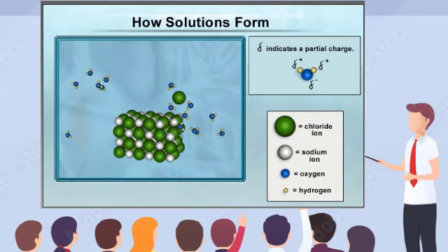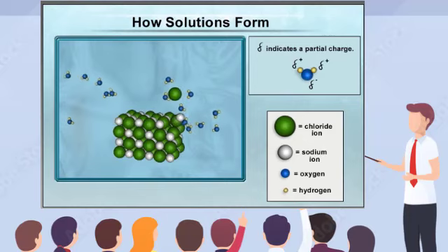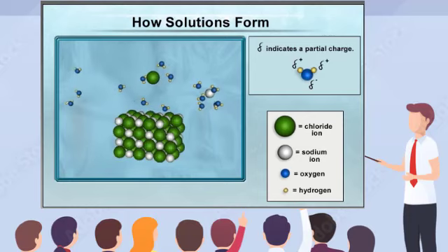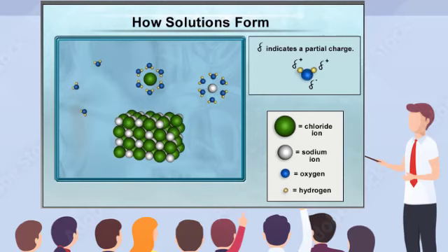Since water is a polar molecule, its oppositely charged ends can overcome attractions keeping the ions within the salt crystal together. The partial positive charge on the hydrogen end of several water molecules draws the negative chloride ion from the solute, and the partial negative charge on the oxygen atom in several water molecules draws the positive sodium ion from the solute. As a result, the sodium and chloride ions are stripped from the crystal lattice and enter the solution.